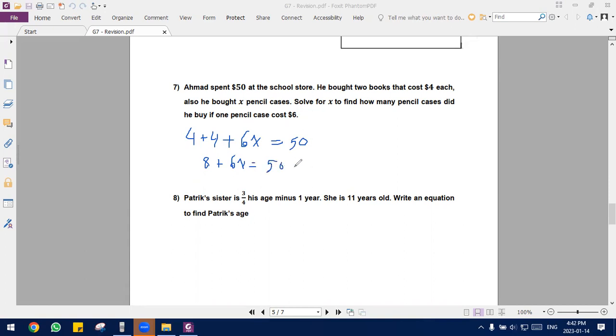Now we take 8 to the other side, it will be minus 8. So 6x equals 42. Now I don't need 6x, I need 1x only. So we divide by 6. 42 divided by 6 is 7. So x equals 7. What does that mean? The question is how many pencil cases did he buy? So he bought 7 pencil cases.